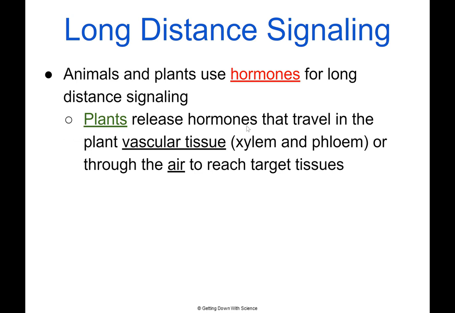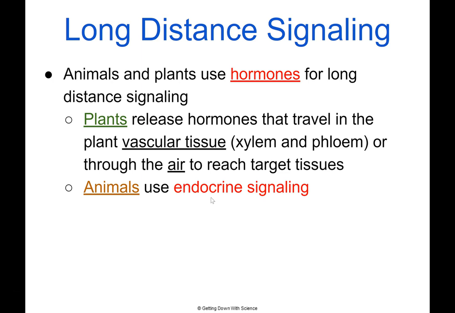Plants will release those hormones into the vascular tissue. And remember, vascular tissue is basically like our blood vessels, so our xylem and phloem in plants. Or they can actually be released out through the air to reach target tissue. So we can actually have two different plants communicating with each other if it's released outside of one plant and picked up by a neighboring plant or another plant.